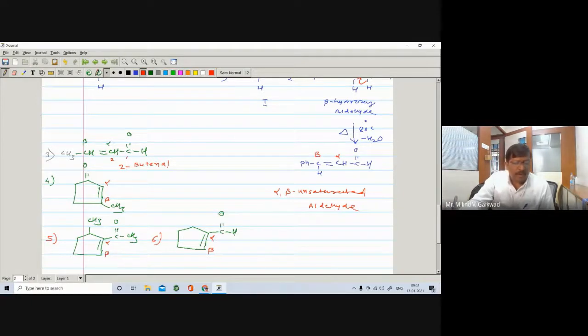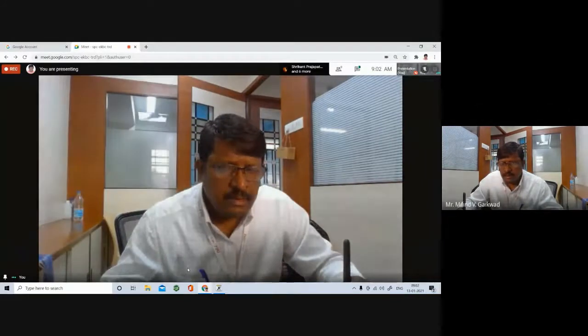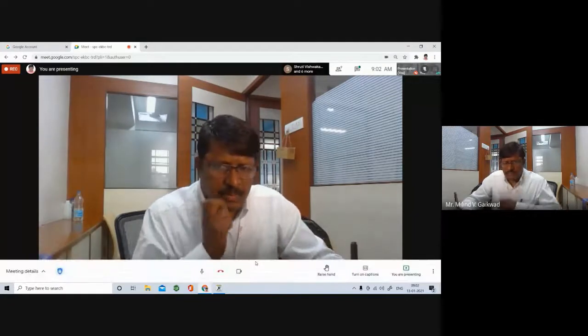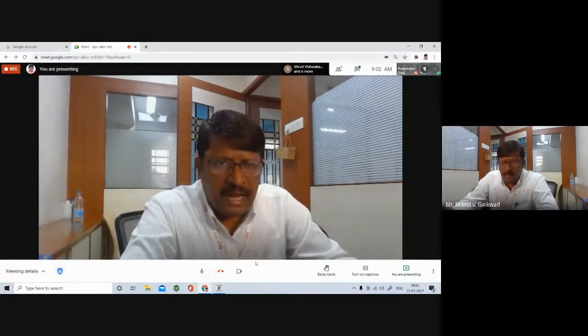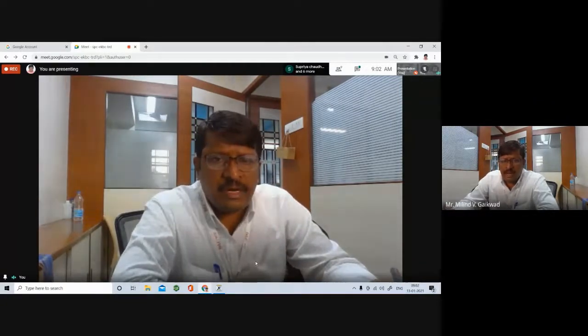So in this part you have completed all the examples from your textbook, that is the disconnection of alpha beta unsaturated aldehyde, right? Alpha beta unsaturated aldehyde. Any doubt in this one? Firstly, you have to carry out FGI, functional group interconversion. It is an example of the aldol condensation reaction.